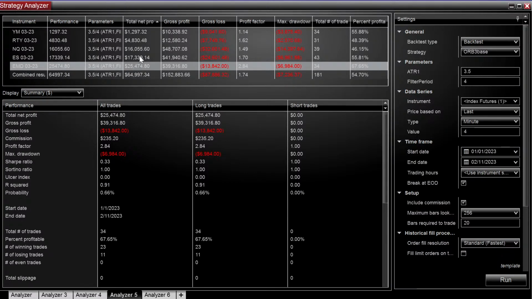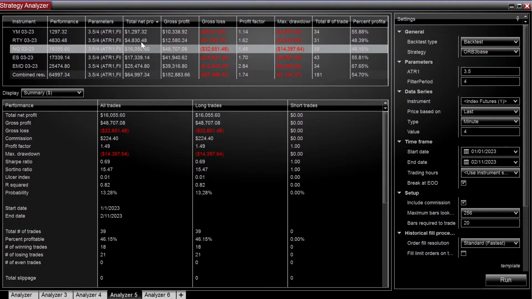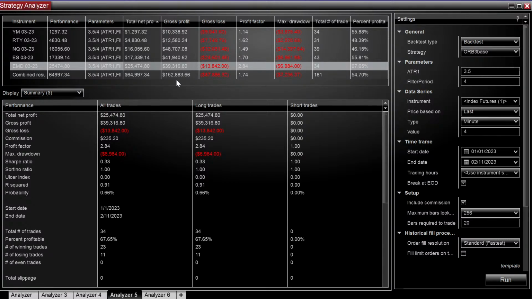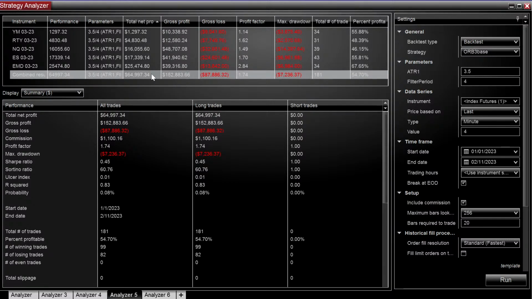And very nice. So the indexes, like I said, this is a good strategy for the indexes. We're profitable on all the indexes. We're up 64 grand this year so far. Our net profit to drawdown is almost 10, but we're not really getting the diversification here. So this is just running it on the indexes without any diversification or anything.